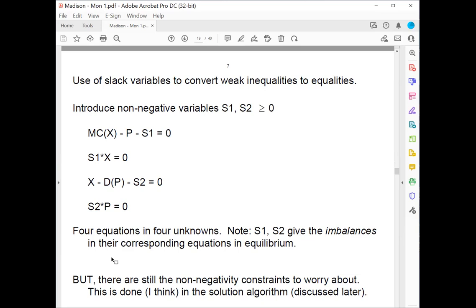And similarly for the demand side, excess supply, X minus D of P minus S2 equals 0, with the complementary condition S2 times P equals 0. And now these are a set of equations. Okay, and I think this is basically how it works. And you can see S1 and S2 reported; I'm going to show that on this one in a second.